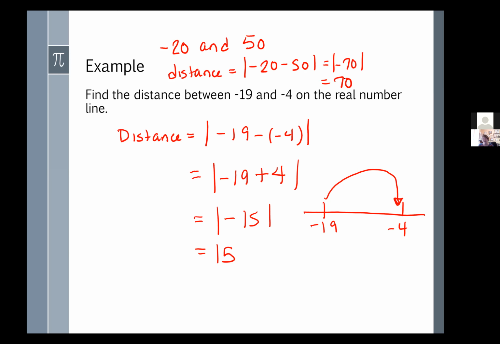And I can see that that's true. To get from negative 20 to 50, I have to go 20 places to get from negative 20 to 0, and then from 0 to 50, I have to go 50 more places. So I'm going to have to go 70 places to the right to get from negative 20 to 50. So the distance between negative 20 and 50 is 70.